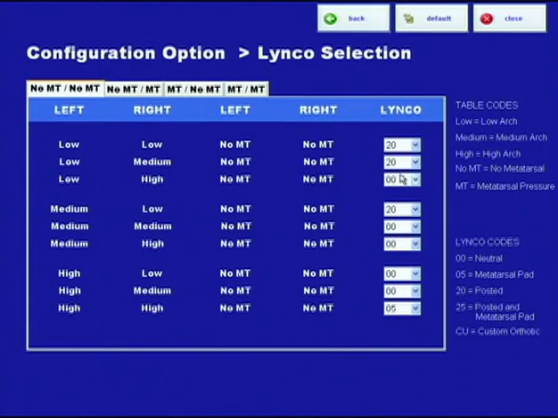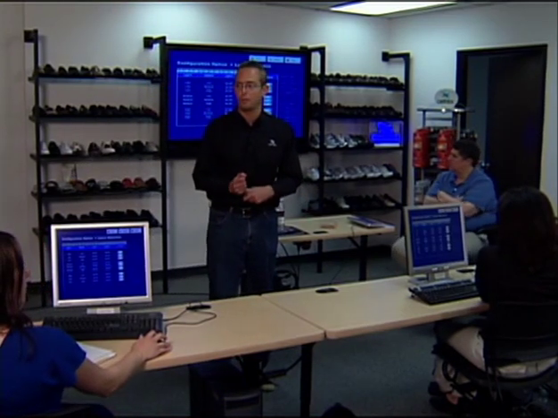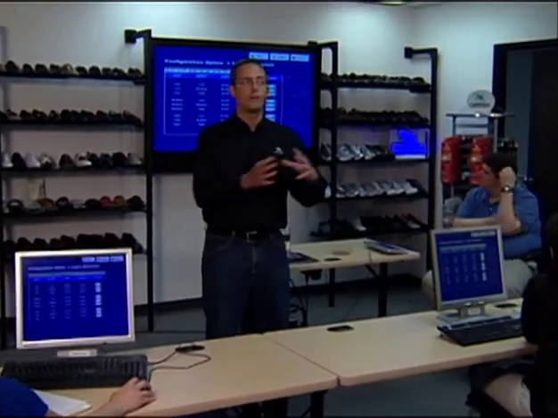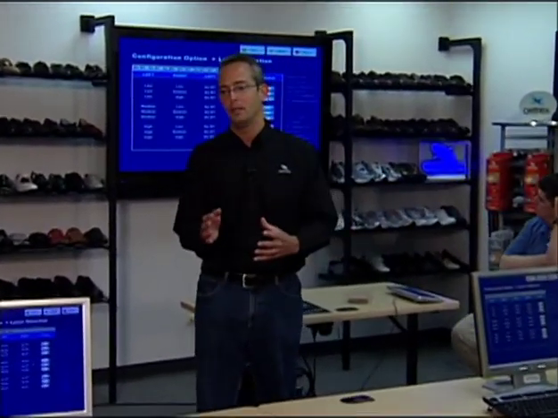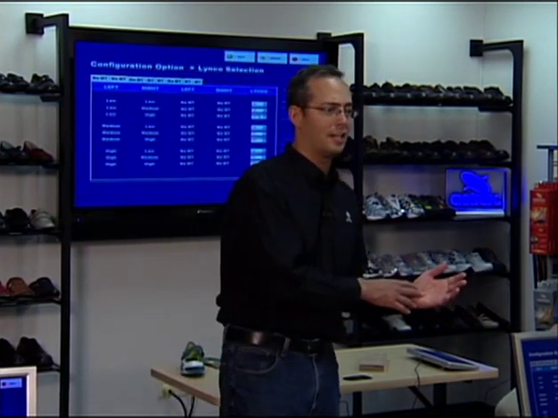Now, what Istep does, and the way the Istep linko system works, is we get our three essentials, and from arch type and pressure points, we put you in one of 36 categories. So, for example, your left foot could be low, your right foot medium arch. And that left foot could have metatarsal pressure, the right one might not. And when you add it all up, there's 36 different possibilities. And based on those 36, we determine which linko you should have.